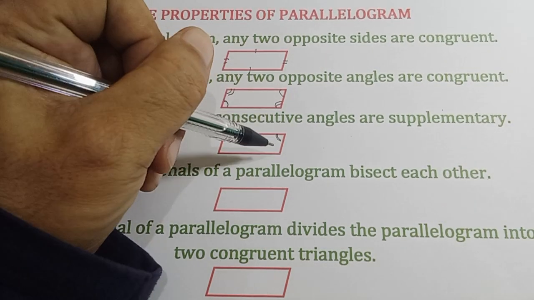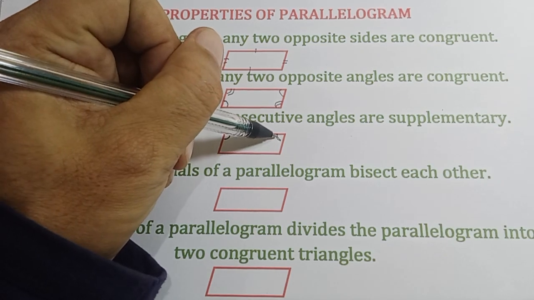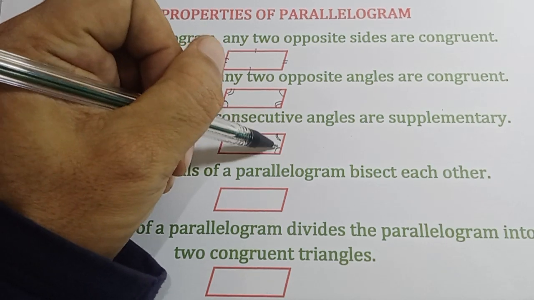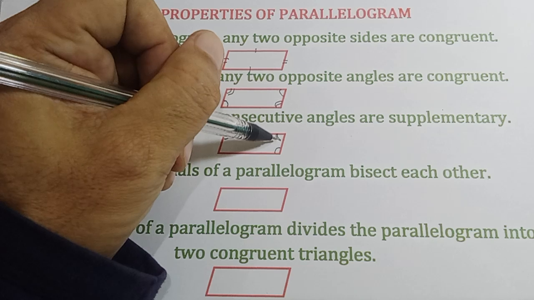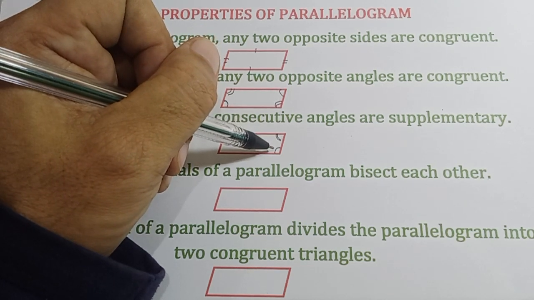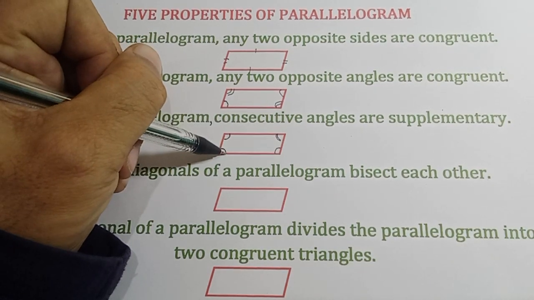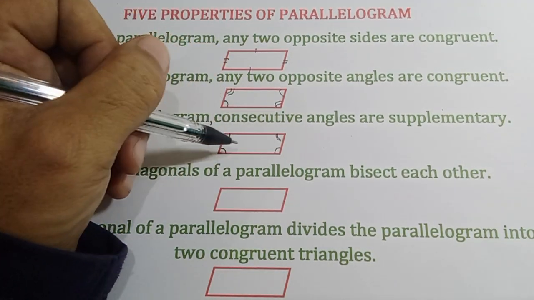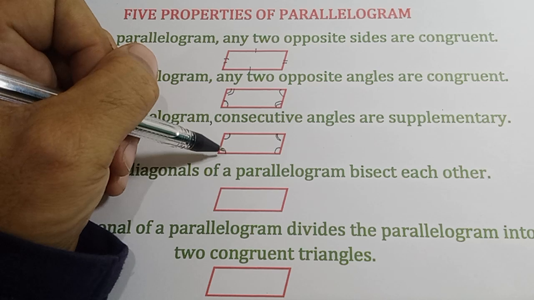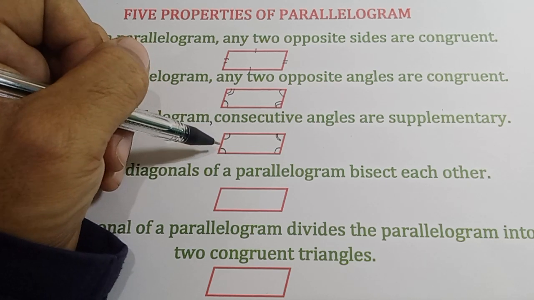So we have also other consecutive angles. This angle and this angle are consecutive angles. Their sum is 180, so they are supplementary. And this angle plus this angle are supplementary angles. This angle and this angle are supplementary angles.